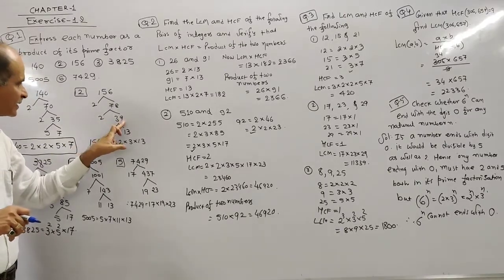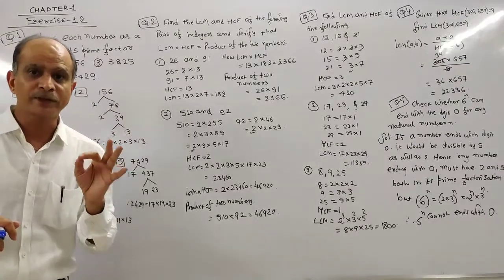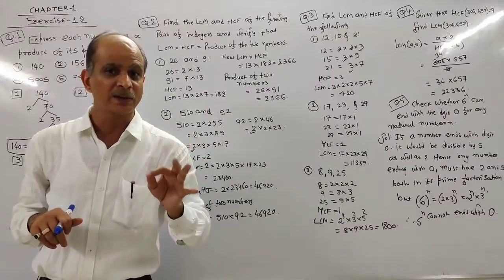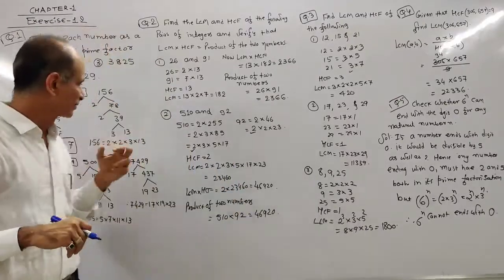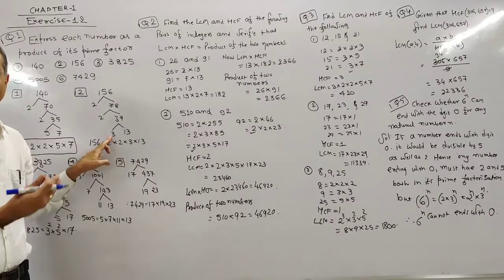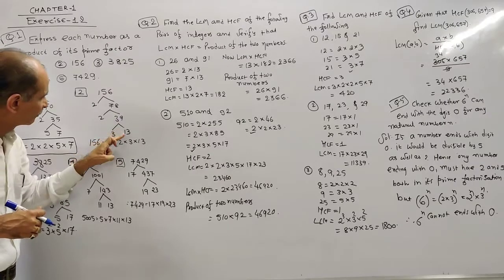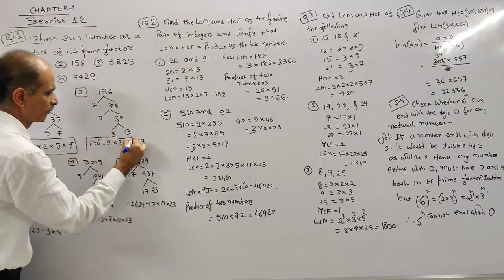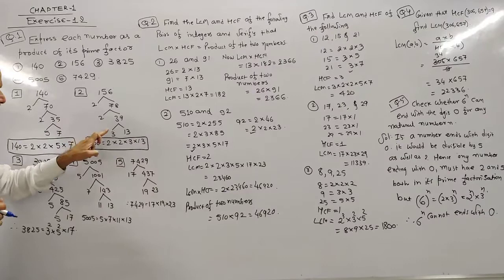Now the last digit is 9, and 9 plus 3 is equal to 12. If the sum of the digits is divisible by 3, then the number is also divisible by 3. This is the key of divisibility by 3. So this number is divisible by 3. And you also know that 13 3s are 39. So when you divide 39 by 3, you get 13, 3 1s are 3, 3 3s are 9. So the prime factorization of 156 is 2 into 2 into 3 into 13.